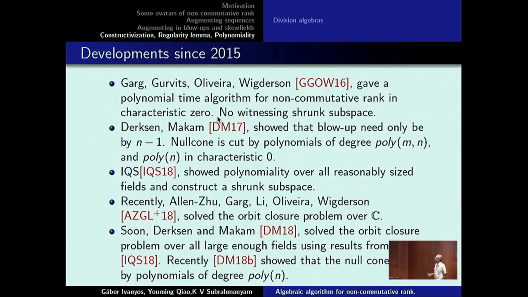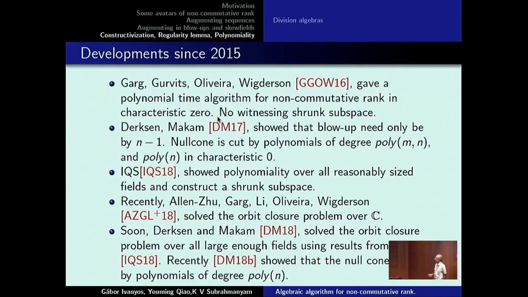Then we actually use that to show that this gives you a polynomial time algorithm for calculating non-commutative rank over all fields. So this is where we were till 2000. This paper was written at the end of 2015 and got published recently. And recently there has been a spate of work again, something that we will hear about tomorrow. The paper by AZGL, where they actually solved the orbit closure problem also.